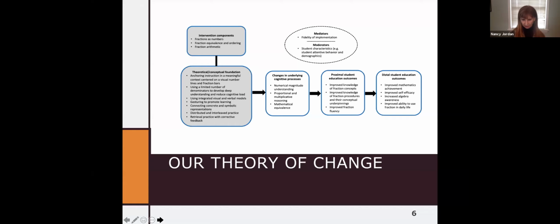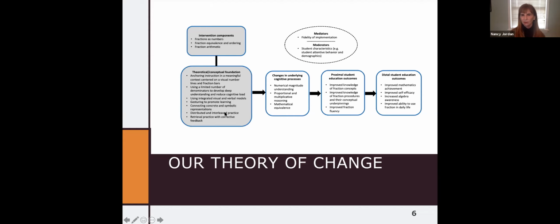So this is our theory of change that motivated all of our interventions, and I'm not going to go through this in detail, but basically the idea is that we want children to learn that fractions, to see fractions as numbers, to understand fractional equivalence and ordering, and then of course fraction arithmetic.